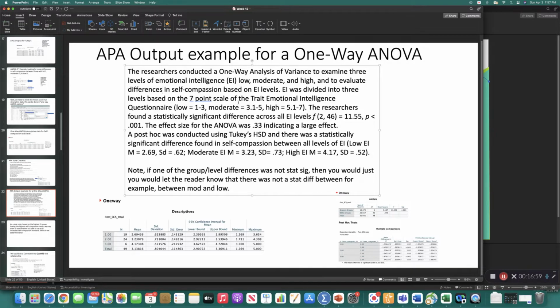So here they were all statistically significant. However, this isn't always the case. If one of the groups or levels was not statistically significant, then you would just let the reader know this by saying there was not a statistically significant difference, for example, between group 1 and group 2, or whatever the case may be.